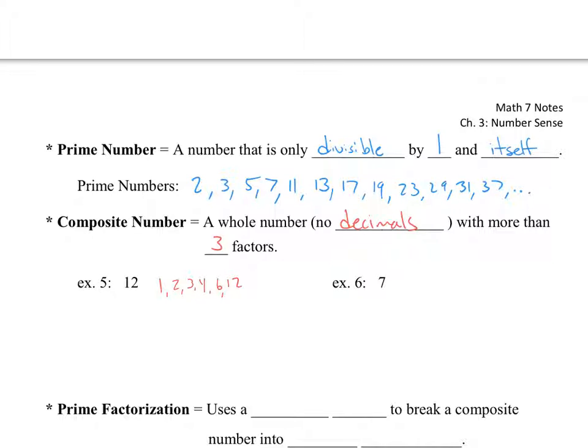So it's composite. What about 7? What are the factors? 1 and 7. So we said it's a prime number, so it can't be composite. So this one is composite, and this one is prime.